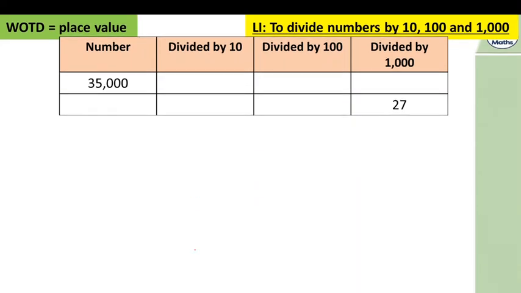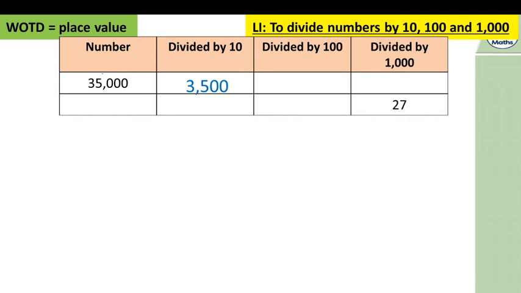Okay, so we've got a chart here. We've got our starting number of 35,000, and then on the bottom line we have a starting number that's been divided by 1,000. So we're going to try and fill in this grid here. The first thing we've done is we've gone from our starting number and divided it by 10. So we know that's 3,500 because everything moves right once if you divide by 10.